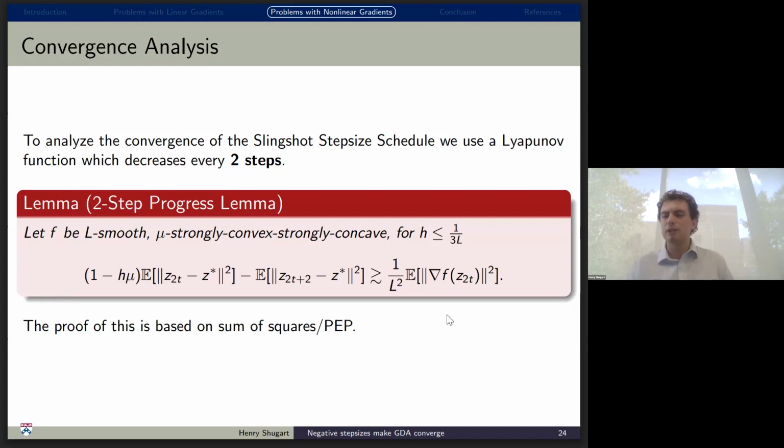The proof of this, I'm not going to get into too much. It's based on sum of squares and performance estimation problems. I'm sure there are many of you in the audience who have done great work. I know Shuvo and Ernest both have on this area. It's a little bit technical, but the main idea is that we're setting up a performance estimation problem for the convex concave problem class and analyzing it there, and using that to analyze our step sizes.